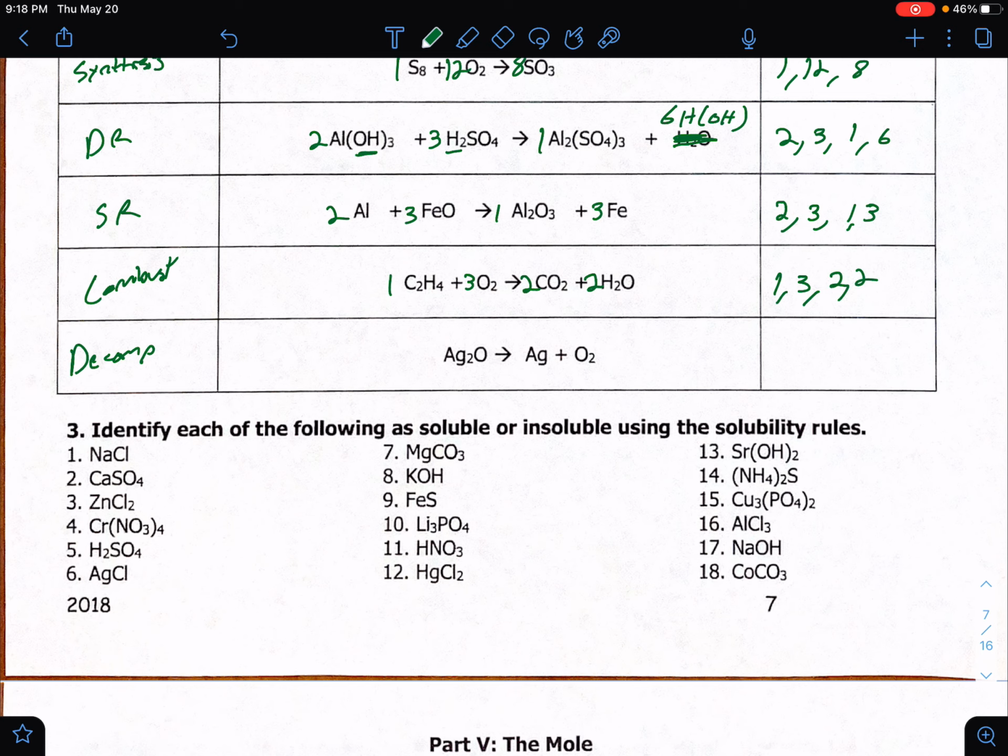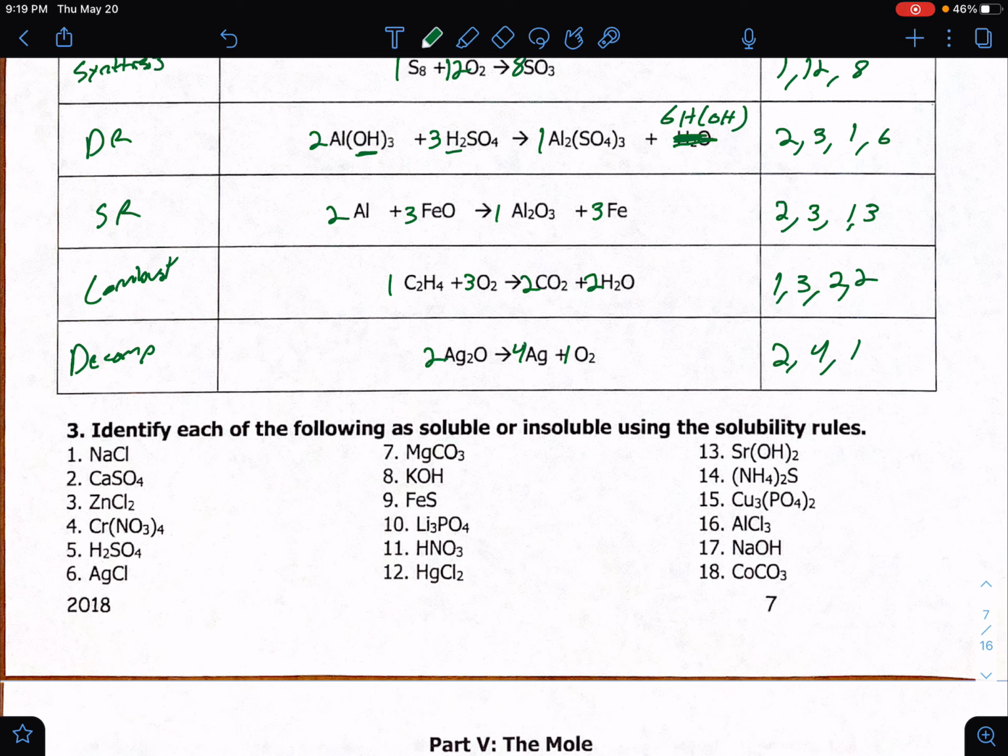Next one, I have 2 Ags on the left, 1 on the right, so I'm going to put a 2 in front of this. Okay, oxygens, I have 1 on the left, 2 on the right, so I'm going to put a 2 in front of this Ag2O. That fixes my oxygens, but now it also changes my Ags, so I'm going to have to fix that. So I have 4 on the left, so I need 4 on the right, so I'm going to put a 4 in front of the Ag. So this would just be a 2, 4, 1.